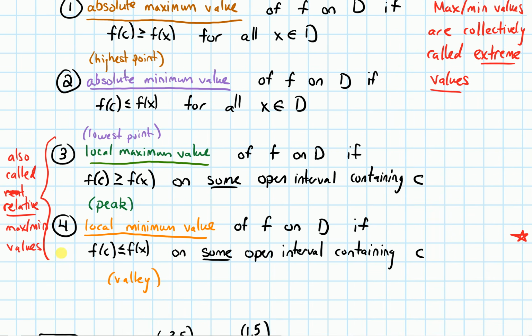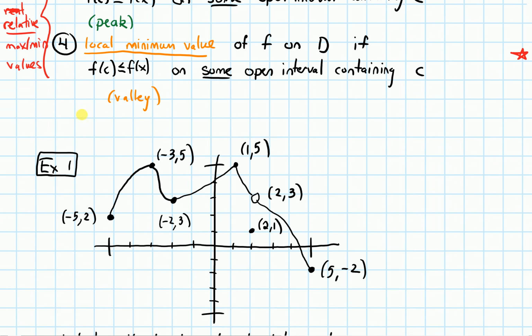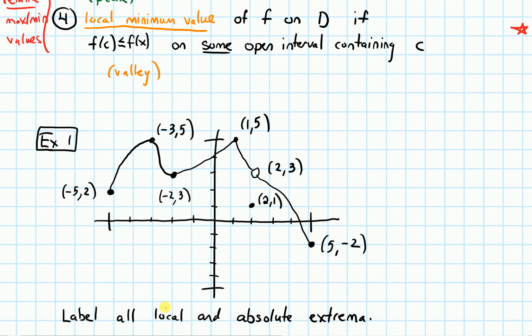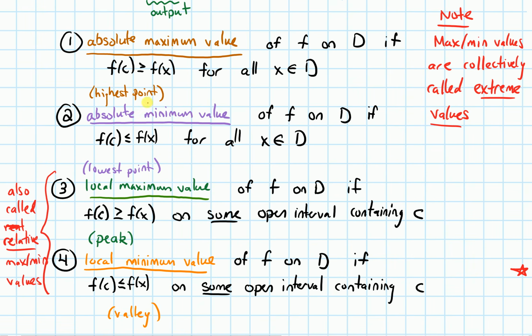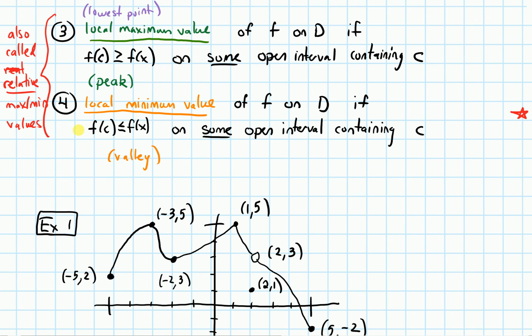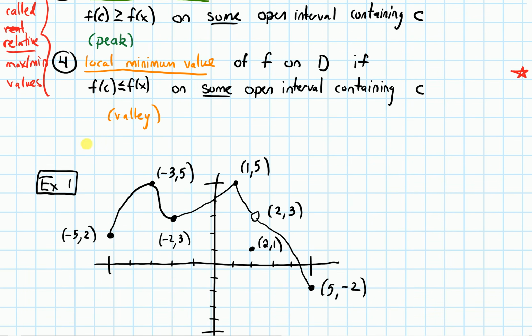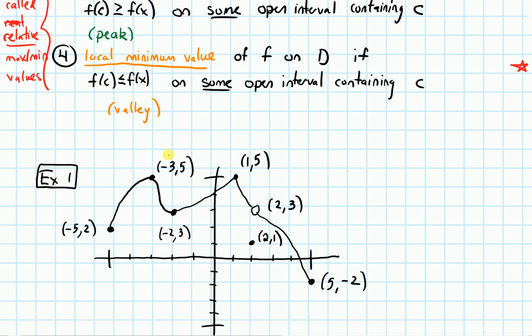All right, so let's look at an example. So here is our first example. We have this graph, and let's label all local and absolute extrema on this. Extrema means all extreme points, so that means maxes and mins. All right, so let's start off with the absolute max. Remember, the absolute max, looking back up to our definitions, is the highest point, the output that has the highest y value. And there are 2 points that have the same largest y value here, and they happen to be here at -3, 5, and here at 1, 5.